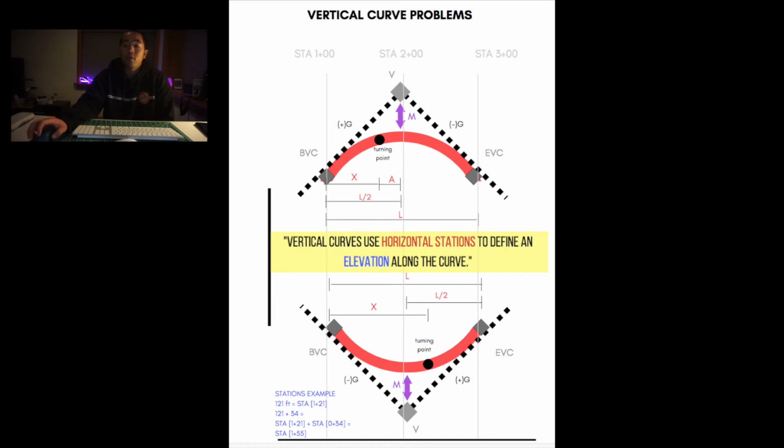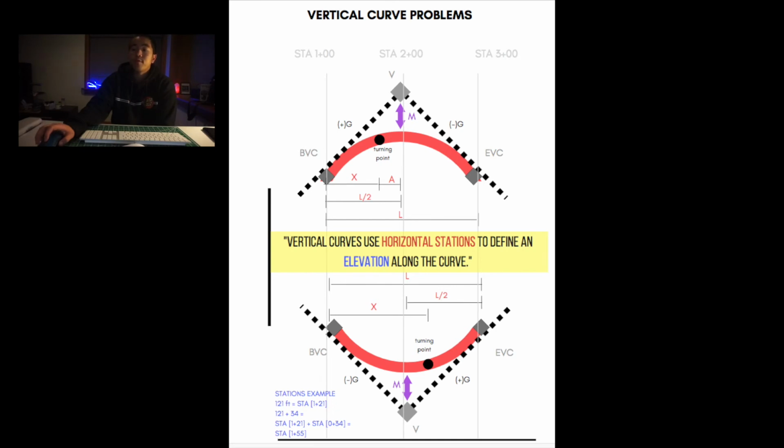Okay, let's talk about some vertical curves here. We have this diagram, and it shows the station markers. What we can see is that there's station 1, station 2, and then station 3 for this vertical curve. The stations are defining where we are along the curve. So just imagine a car driving around the curve. The distance that the car is traveling is basically the stations.